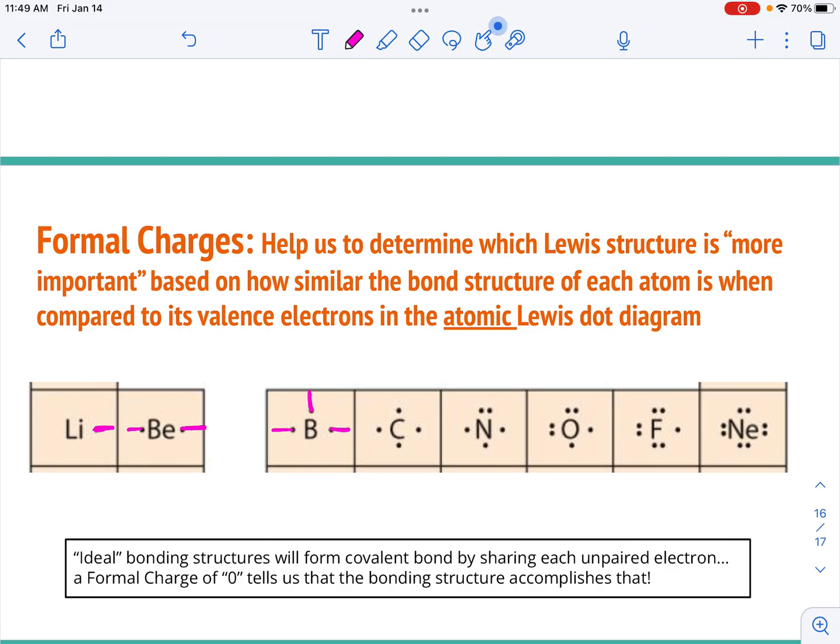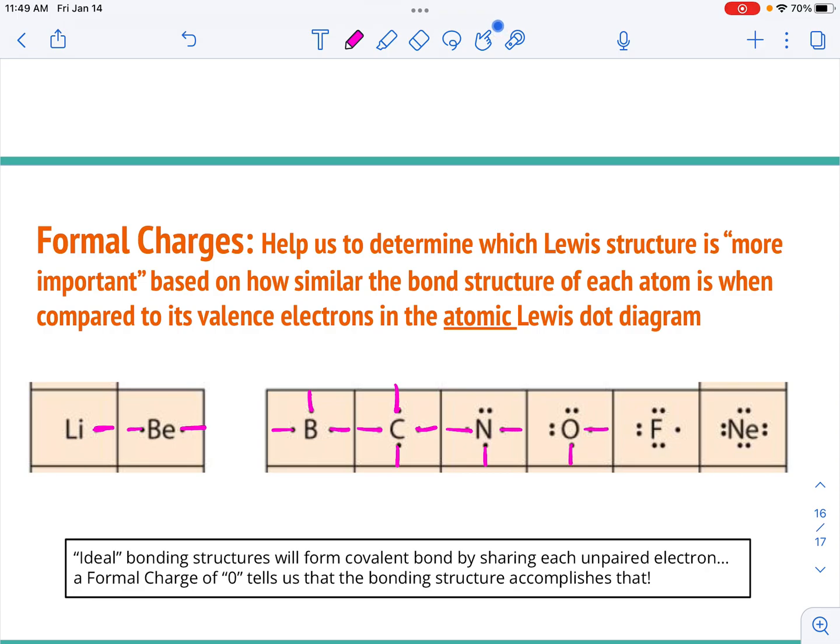This is why those are allowed to have fewer than an octet in covalent bonding. Carbon, though, now we start to pair those up and we get octets. Nitrogen, we get only 3 bonds, but this pair of electrons means it still has its octet. So I would expect that most structures for nitrogen would have 3 bonds and a pair of electrons.